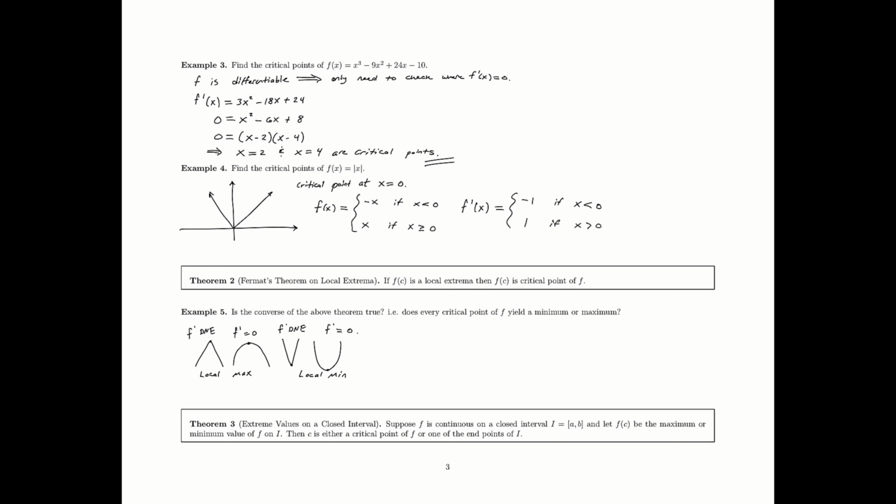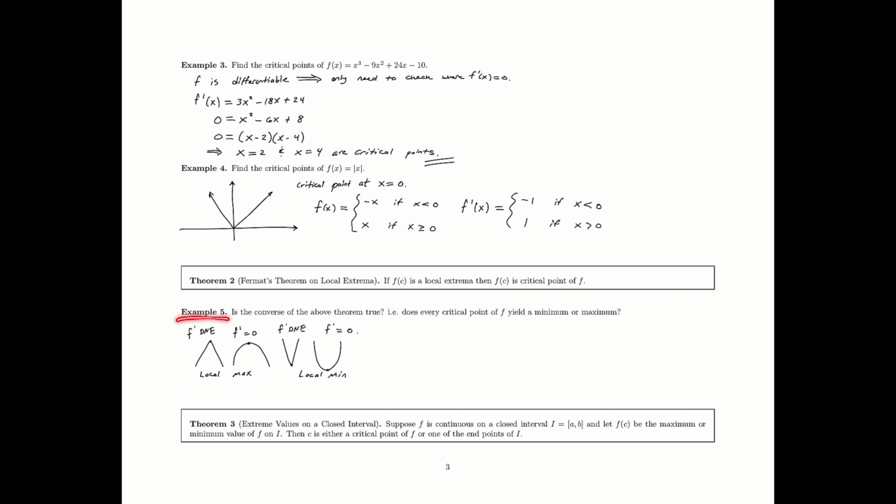So, theorem 2 says that if f of c is a local extrema, so that means we have one of these four scenarios, one of these four shapes, then f of c has to be a critical point. Well, what do we know about critical points? Critical points are where the first derivative either does not exist or equals 0. So clearly that has to be true. Those are the only possibilities here.